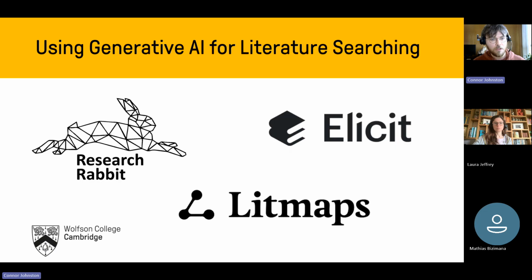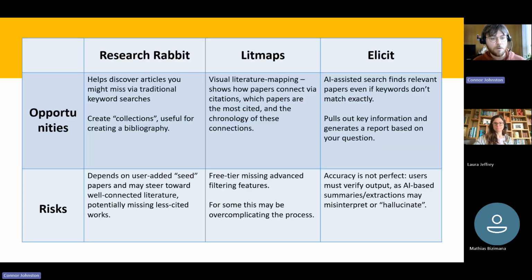If I push on, we're going to talk about using AI a little bit. The three tools that are particularly good for literature searching that I would like to go through at the moment are Research Rabbit, Litmaps, and Elicit. We'll go through the risks and the opportunities, but if you have any questions, do let me know. Okay, so we'll just have an overview of what each of them does.